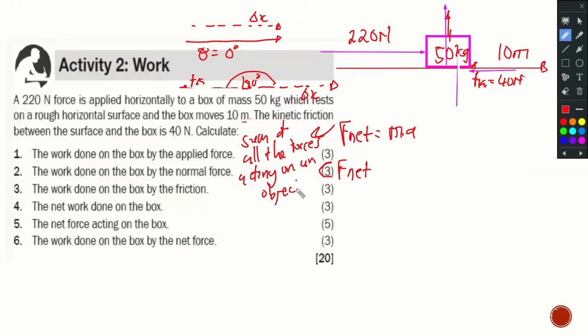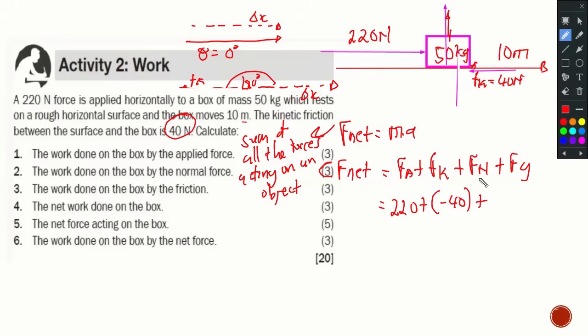So that means we can simply say F net is force applied plus kinetic frictional force plus normal force plus Fg, right? Now, what is our force applied? 220. What is our Fk? Note that when I substitute Fk, I have to substitute it as negative because it's acting in the opposite direction. So I'm substituting the magnitude and the direction. So negative 40 here. And then I have Fn.